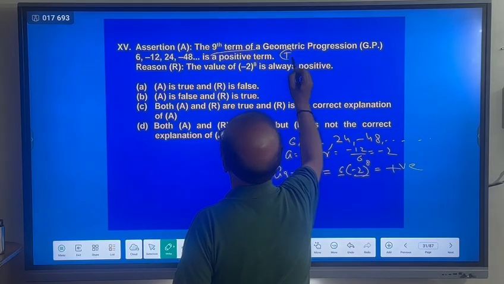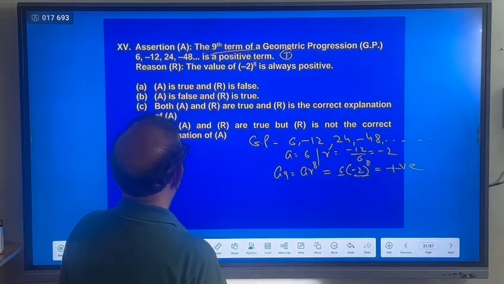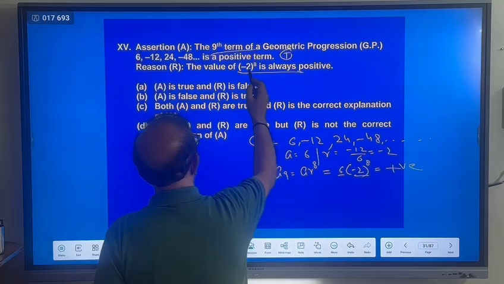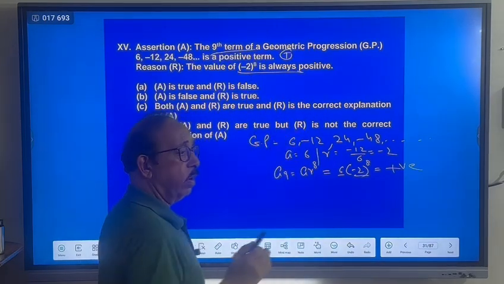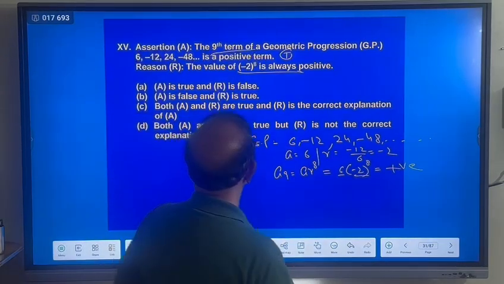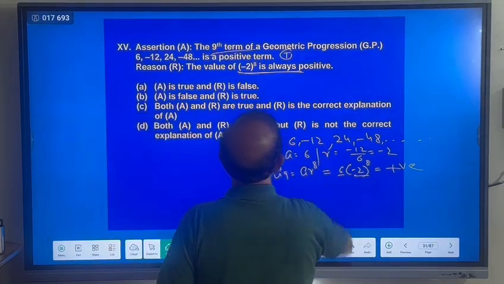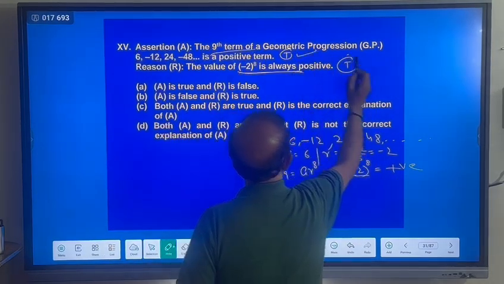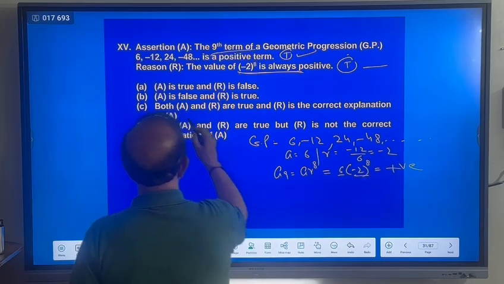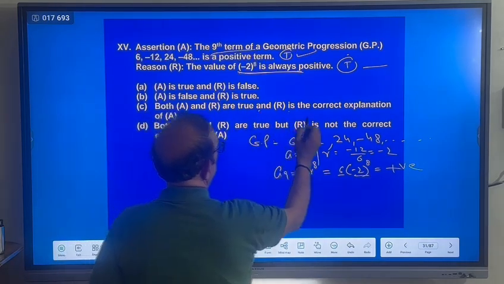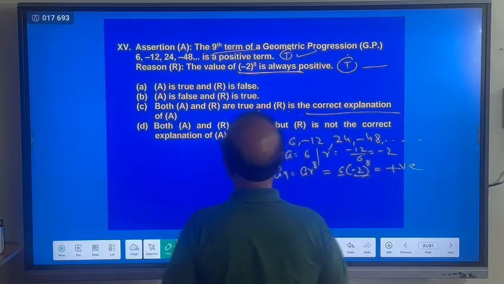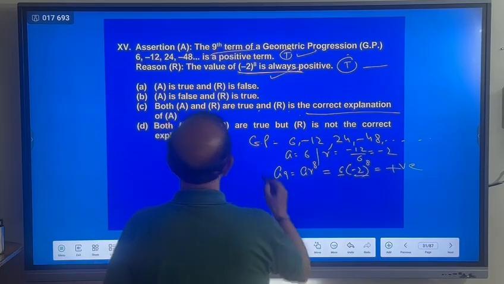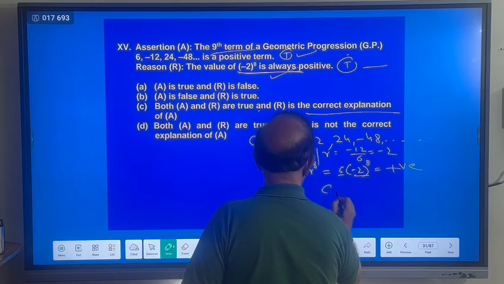Now reason R, the value of -2 raised to power 8 is always positive. Yes, because any number, negative or positive, raised to power even number is always positive. So this is true, this is true. Answer is both A and R true, and R is a correct explanation of A. Yes, this is a correct explanation. The answer is C.